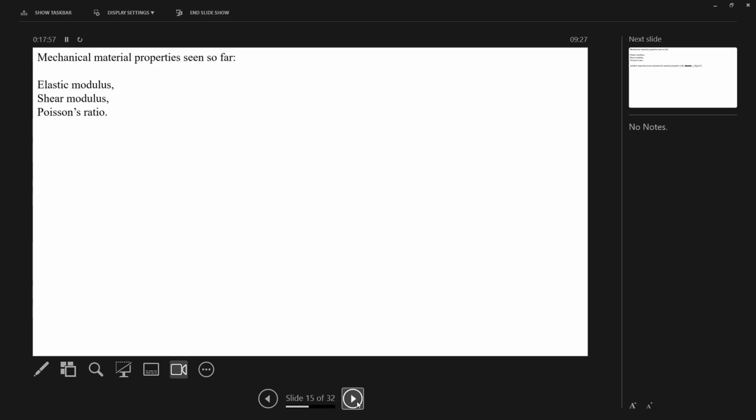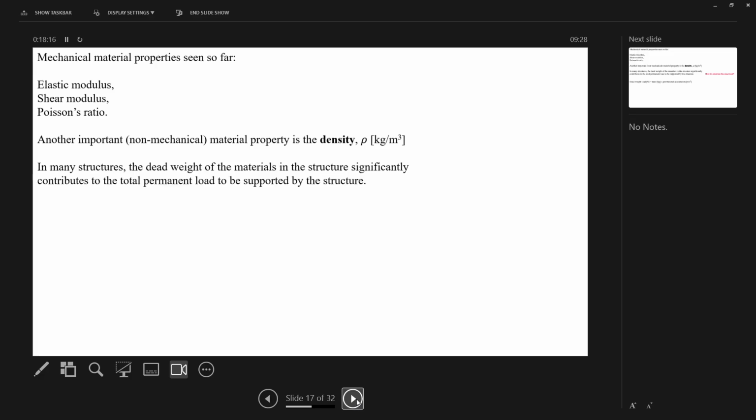So, mechanical properties we've seen so far: elastic modulus, shear modulus, and the Poisson's ratio. There are other important material properties, i.e. the density. We'll call that rho, right? And rho is kilograms per meter cubed. In many structures, yep. This is actually very, very true.